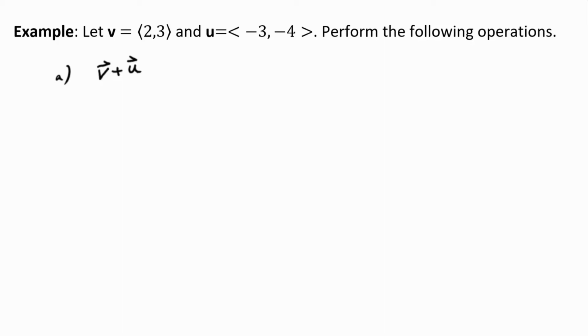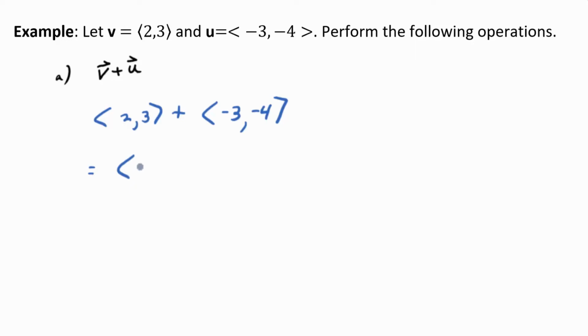But okay, so in this example we're going to let v equal the vector 2, 3 in component form, and u equal the vector -3, -4. Perform the following operations: v plus u. So what's v? V is 2, 3, and u is -3, -4. And so we're going to add these guys together. So what do we get?